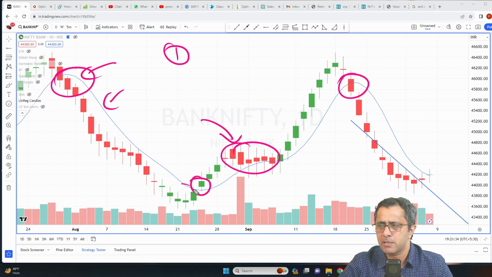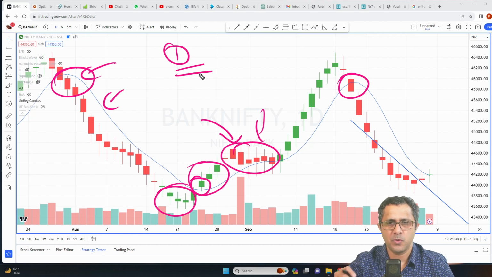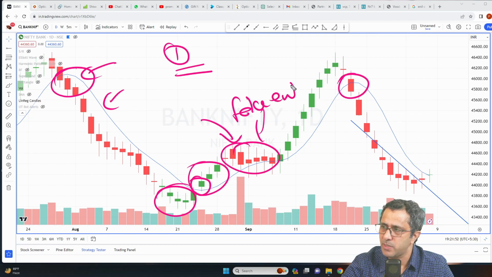If there are green candles below this line, you will not buy. If the candles are above this line and green, you will buy. And if the candles above this line are red, you will not sell. So that's the first thing you have to keep in mind. Do not get confused. These are fake entries.